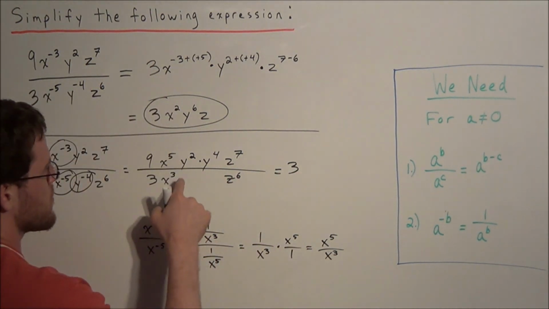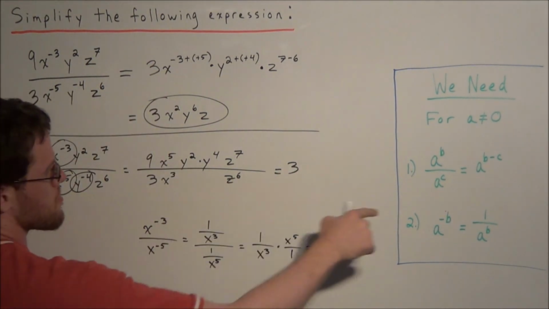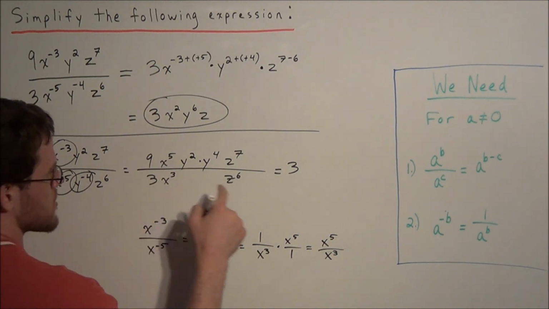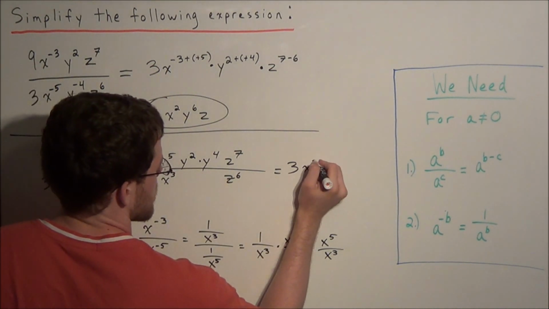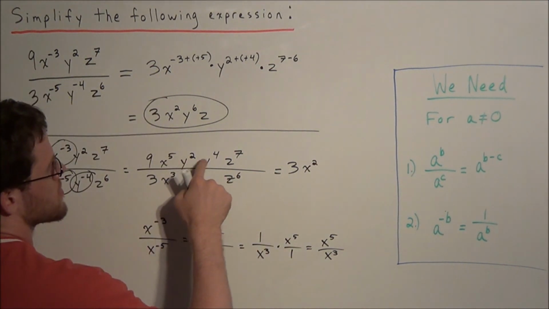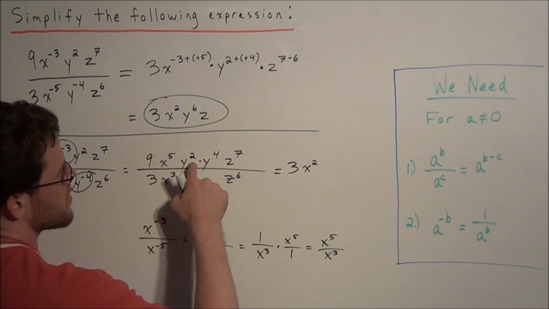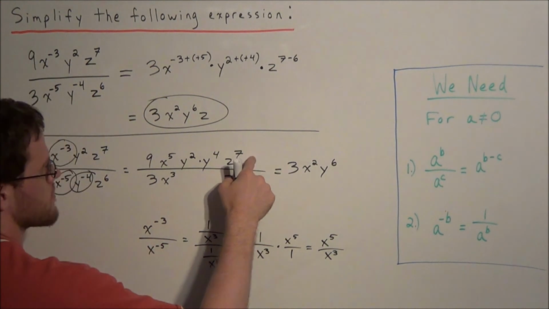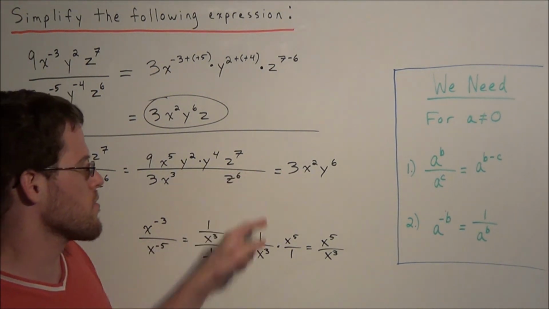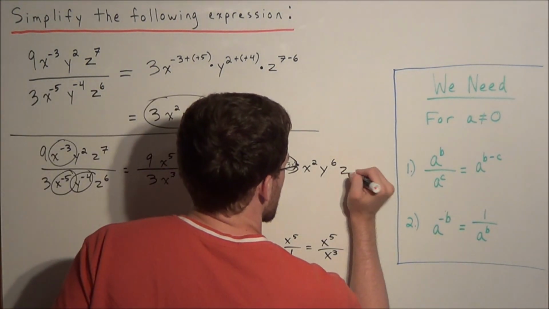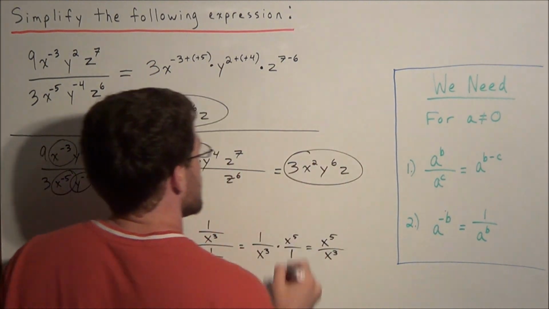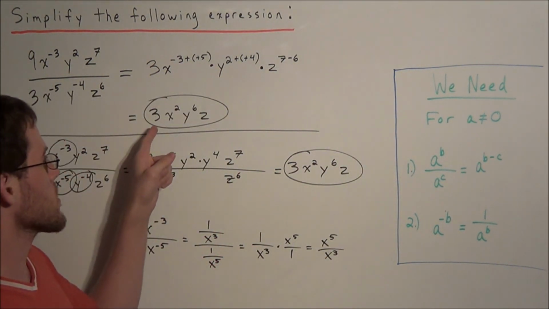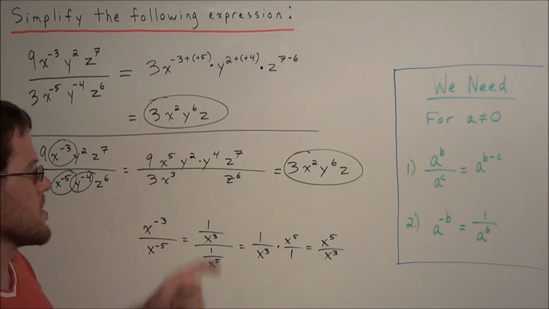So now we're working with all positive numbers, and when we simplify this, 9 divided by 3 is 3. We have x to the 5th divided by x to the 3rd, so we're doing this property, x to the 5 minus 3, which is x squared. And now we have y squared times y to the 4th, which is just y to the 6th. And now we have z to the 7th divided by z to the 6th. We're doing 7 minus 6 is 1. So once again, we have the same answer, 3x squared y to the 6th times z.